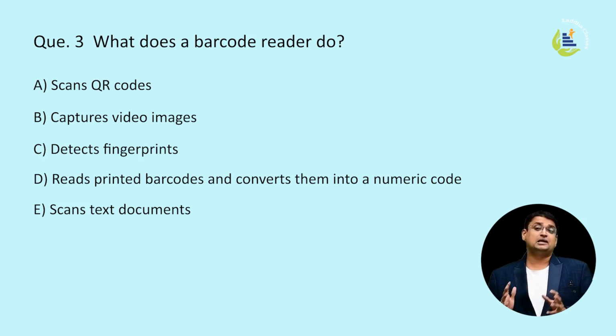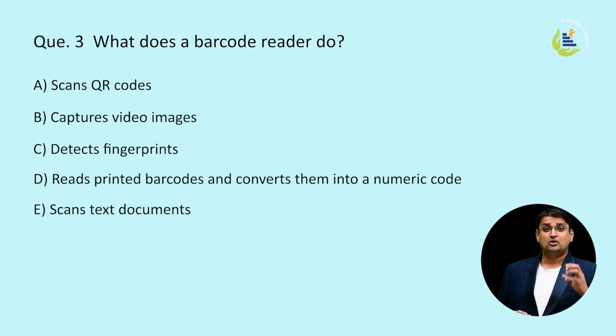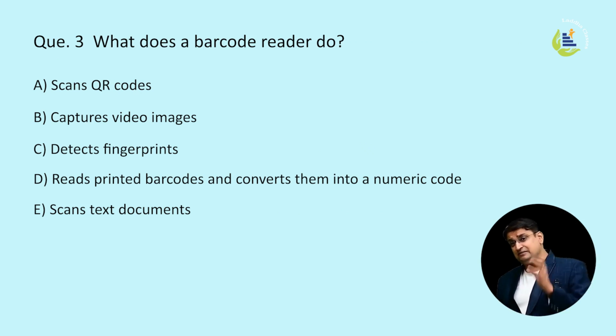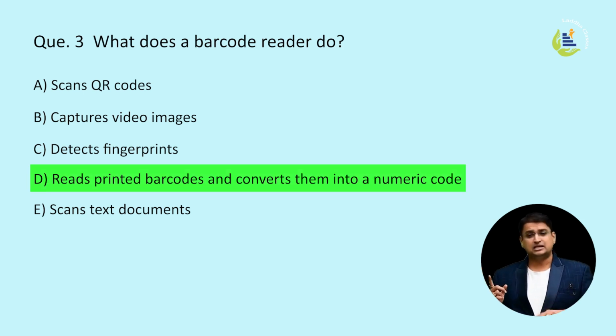Question 3. What does a barcode reader do? Options are scan QR codes, captures video images, detects fingerprints, reads printed barcodes and converts them into a numeric code, scan text documents. Correct answer option is D.